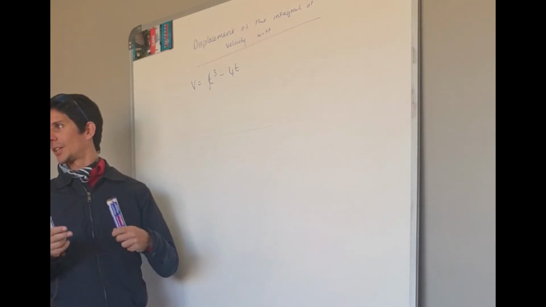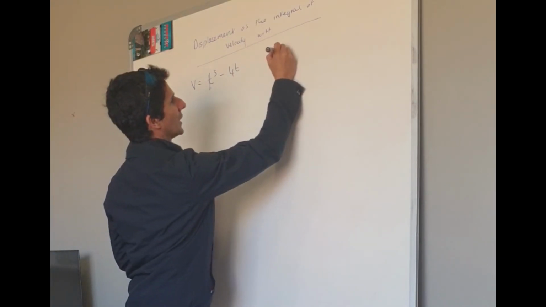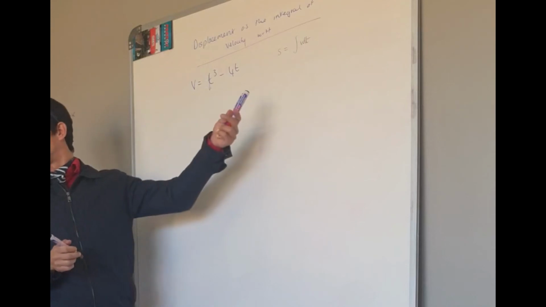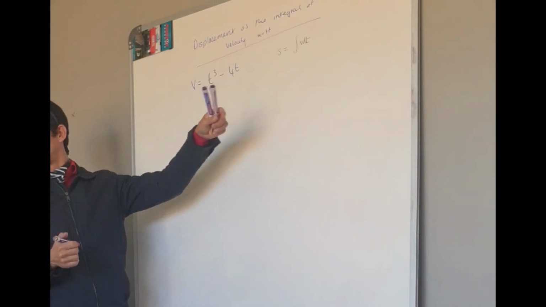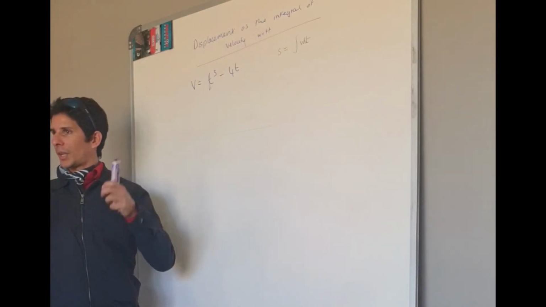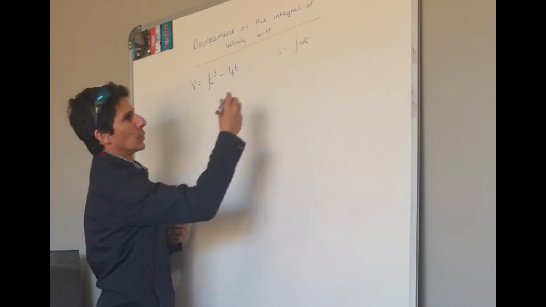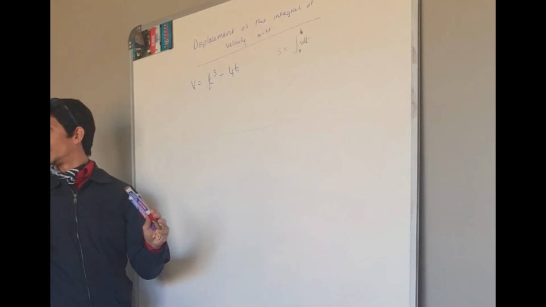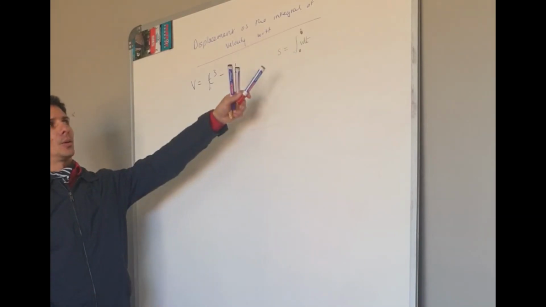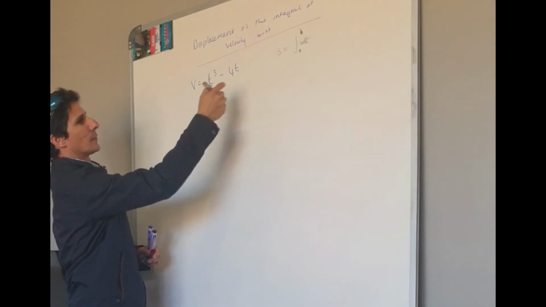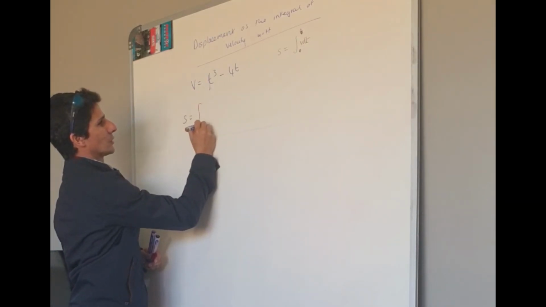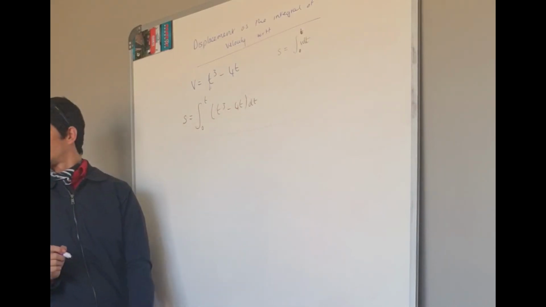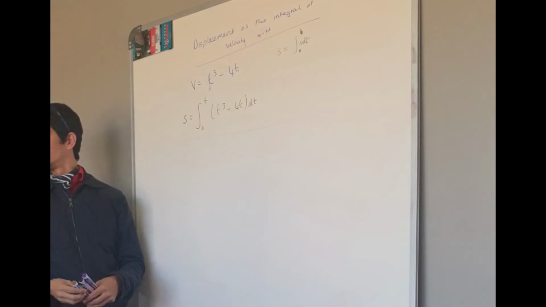I have velocity. If I want to find displacement, I have to integrate. So I can even say displacement is equal to the integral of velocity with respect to time. I can state it, and that statement tells me I need to integrate. Either I can assume that displacement at time zero is zero, or I can put in those boundaries, whichever way you prefer. So displacement is equal to the integral from 0 to t of t cubed minus 4t with respect to t. This statement tells me to integrate.